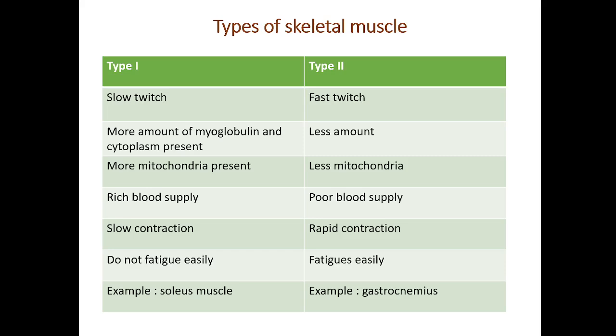So if you want to stand for a longer period of time, the muscle should contract for a longer period. So there will be more amount of myoglobin and cytoplasm in type 1 fibers. More mitochondria will be present in them and there will be rich blood supply. Type 1 fiber contraction will be slower than type 2 fiber. The type 1 fibers will fatigue slowly. They don't fatigue as easily compared to the type 2 fiber. An example of type 1 muscle is soleus and an example of type 2 fiber is gastrocnemius.